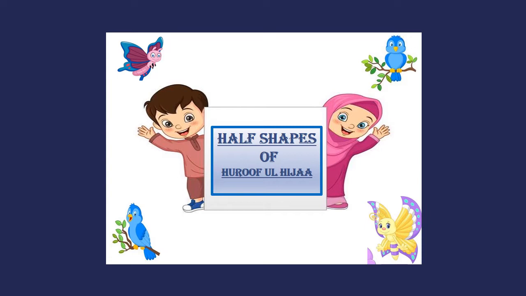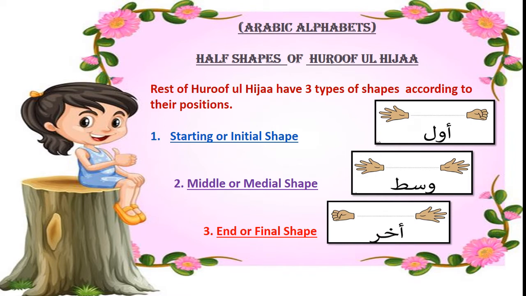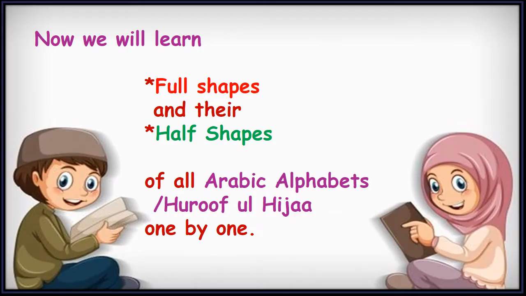Today you will learn the rest of the half shapes of Huroof al Hijaa. The rest of Huroof al Hijaa have 3 types of shapes according to their positions: starting or initial shape, middle or medial shape, end or final shape. Now we will learn full shapes and their half shapes of all the Arabic alphabets Huroof al Hijaa one by one.